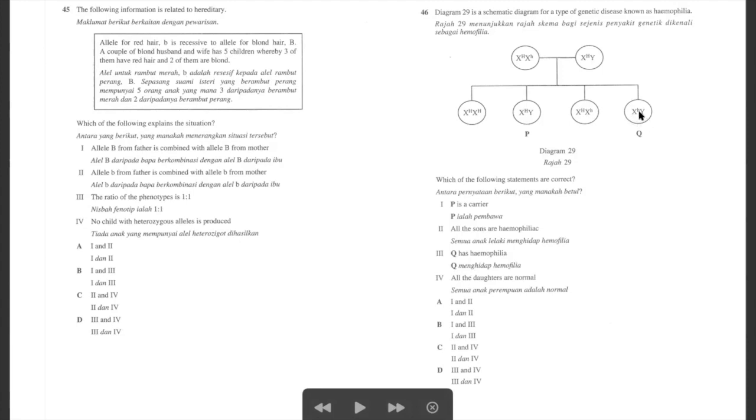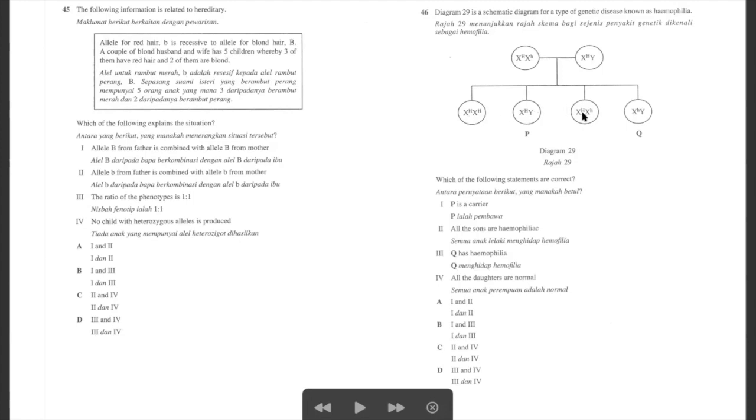Sebab dia ada Y. XY tu dia lelaki lah. Okay. Lepas tu nombor 3, all daughter are normal. Tengok daughter. Daughter ni XX. Okay, bukan XY. XY adalah son, lelaki. So yang ni normal tak? Normal lah sebab dia H besar, H besar. H means normal. H besar means normal.